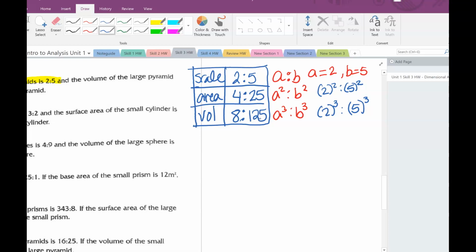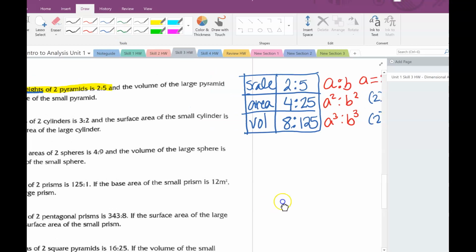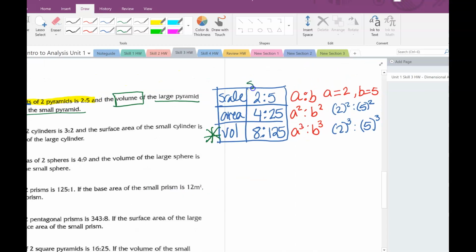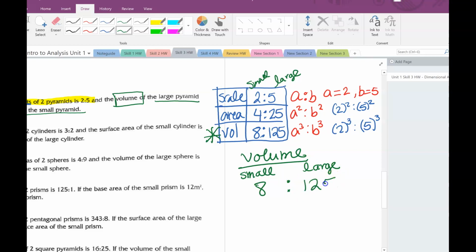Now that I have my ratios for reference, I'm going to go back to my problem and notice that the problem was focused on volume. So I know I'm going to be using this volume ratio of 8 to 125. And then they gave me a volume of the larger pyramid and asked me to find the smaller one. So look at your ratios. These are small to large. So I know my problem is going to deal with the volume ratios, and I'm going to compare small to large, and my volume ratio is 8 to 125.